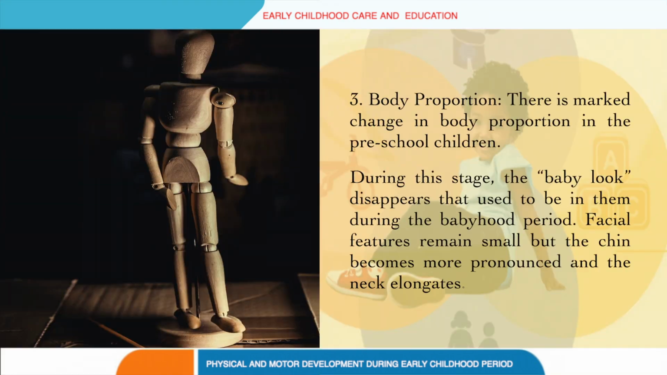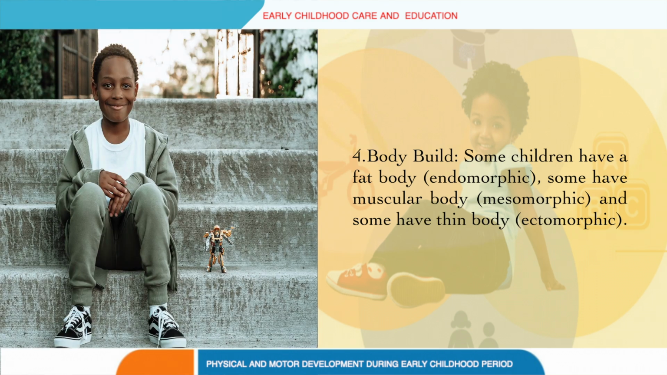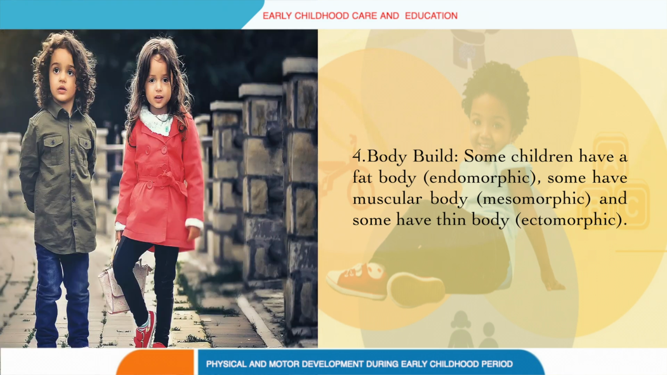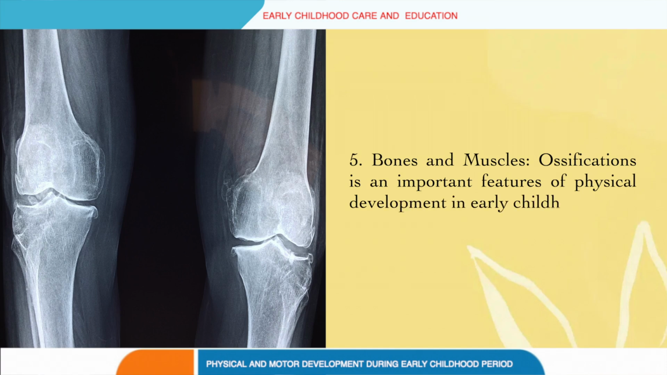Then the third one is body proportion. There is a marked change in body proportion in preschool children. During this stage, the baby look that used to be in them during the babyhood period disappears. Facial features remain small, but the chin becomes more pronounced and the neck elongates. Then, body build. During this stage, differences in body build become apparent for the first time. Some children have a fat body, which is called endomorphic. Some have a muscular body, mesomorphic, and some have a thin body, which is called ectomorphic in psychological terms. Then we can discuss the physical development in terms of bones and muscles.